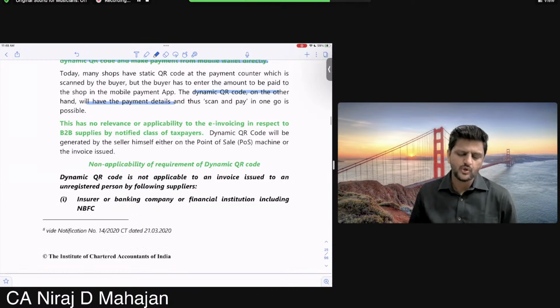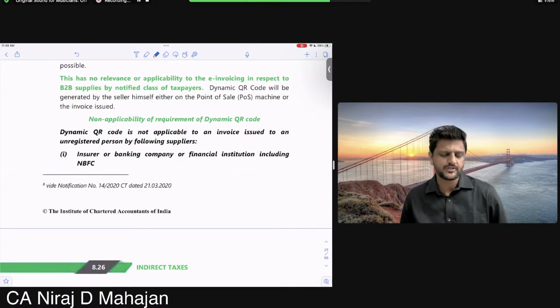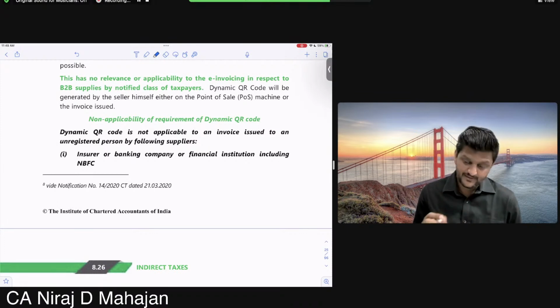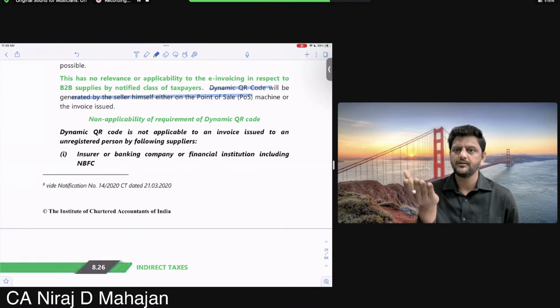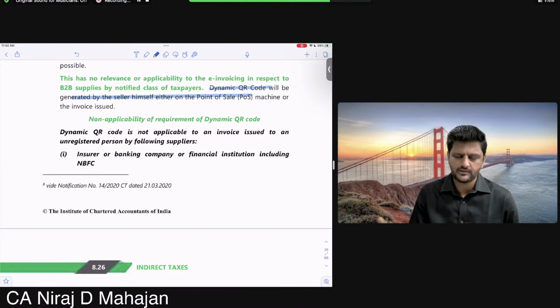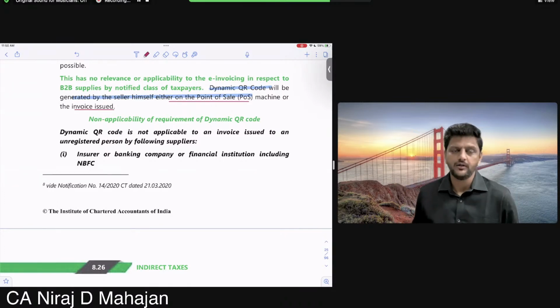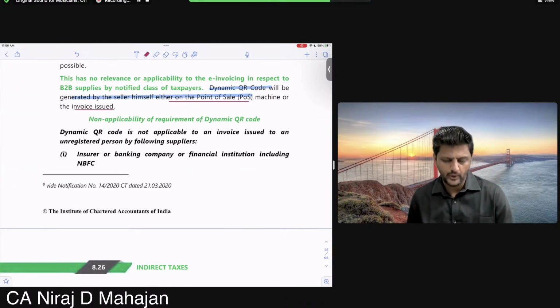This has no relevance or applicability to the e-invoicing in respect of B2B supplies by a notified class of persons. The dynamic QR code will be generated by the seller himself, either on the point of sale machine, that handheld device where you can swipe the card also or show the QR code also, है ना? Or on the invoice issued. On the invoice also you can enter a dynamic QR code. Okay.